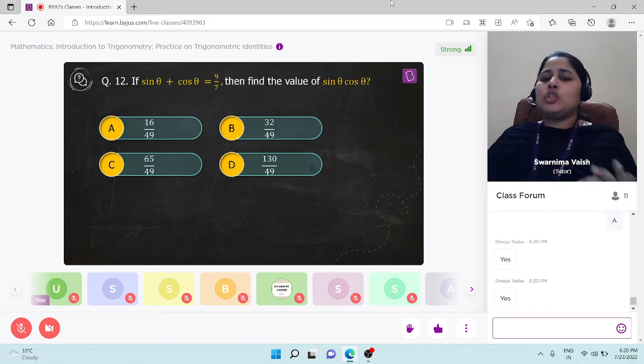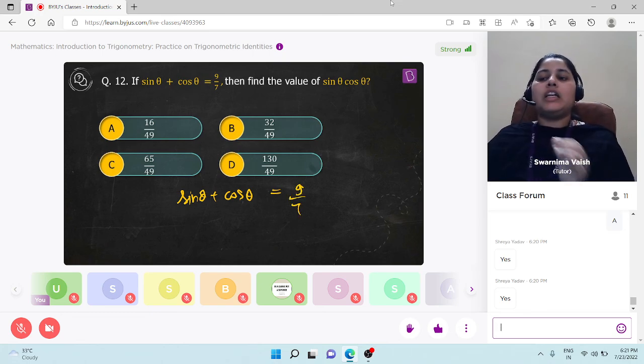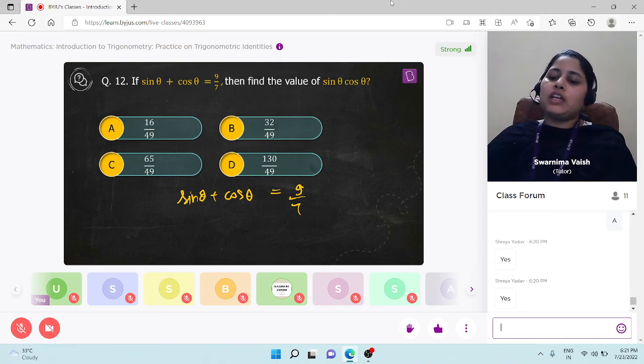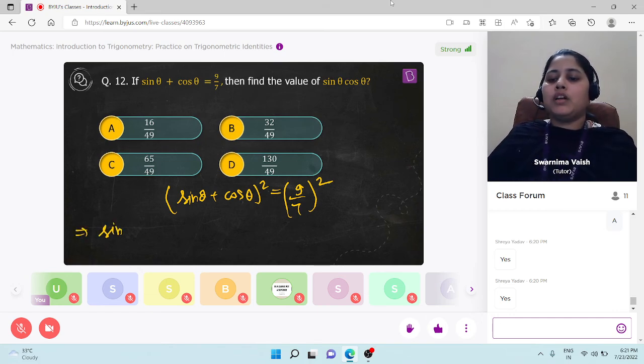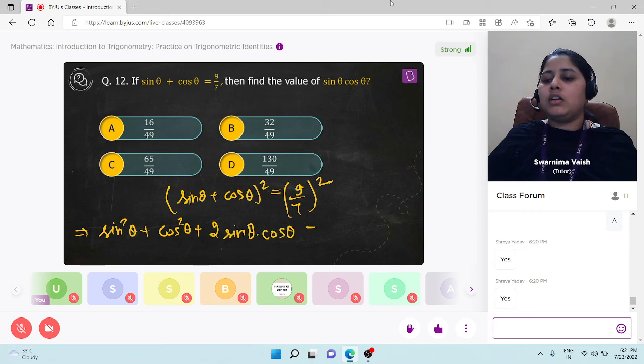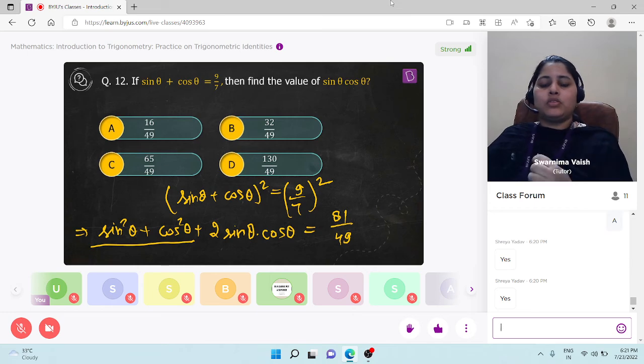Very easy question, students. Question 12 is here. If sine theta plus cos theta is equal to 9 by 7, then find the value of sine theta into cos theta. First, if we take square on both the sides, can I explain with the help of a plus b whole square? What is a plus b whole square? a square, that is sine square theta, plus b square, cos square theta, plus 2 sine theta into cos theta. It will be equal to 81 by 49. Students, what will this value be? 1, from the first identity. So this value will be 1.